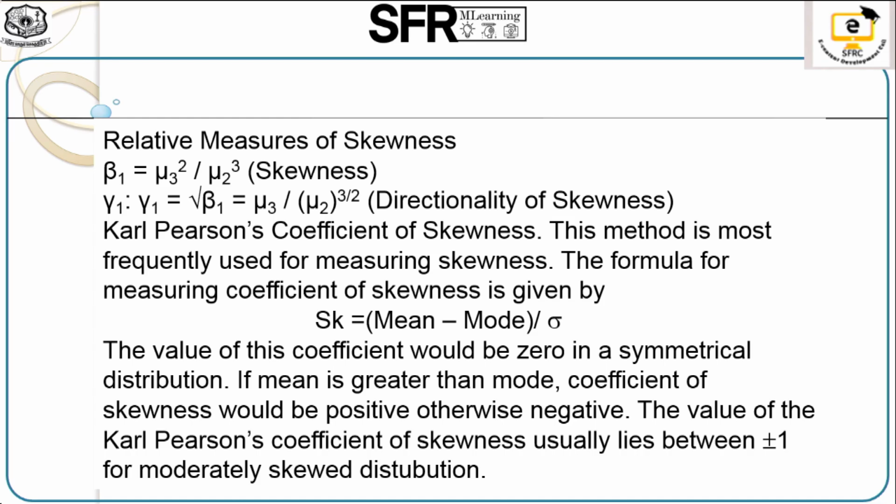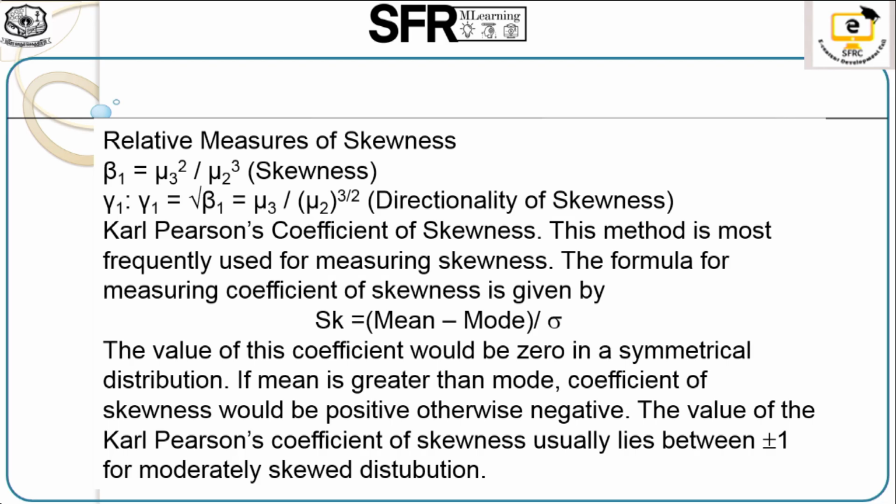The value of the coefficient of skewness will be 0 in a symmetrical distribution. Then what will be the positive skewness and negative skewness? If the mean is greater than the mode, the coefficient of skewness would be positive. If the mean is less than the mode, the coefficient of skewness will be negative. It is known as positive skewness and negative skewness. That is, if the mean is greater than the mode, we will get positive skewness. If the mean is less than the mode, then we will get the coefficient of skewness as negative.